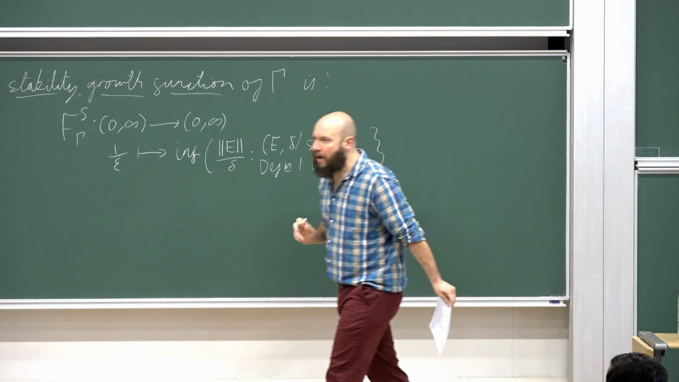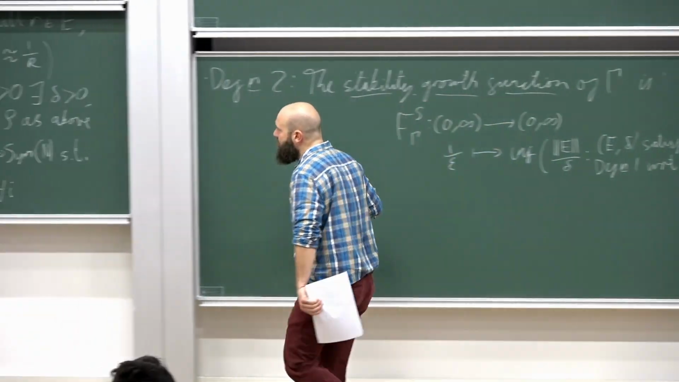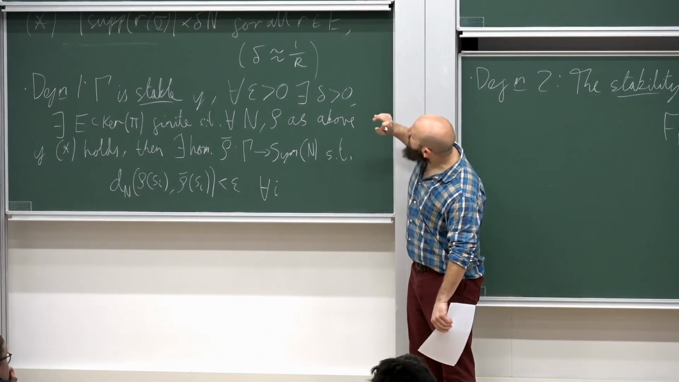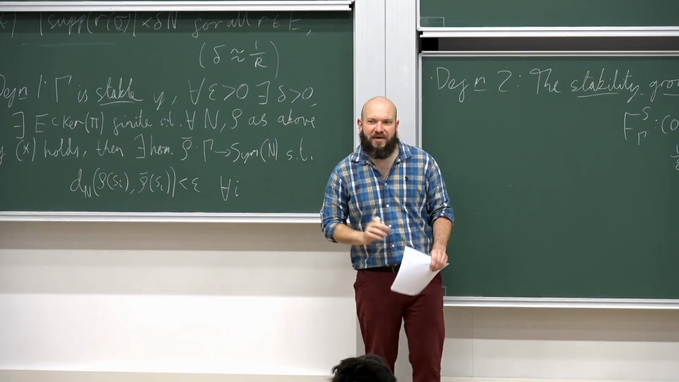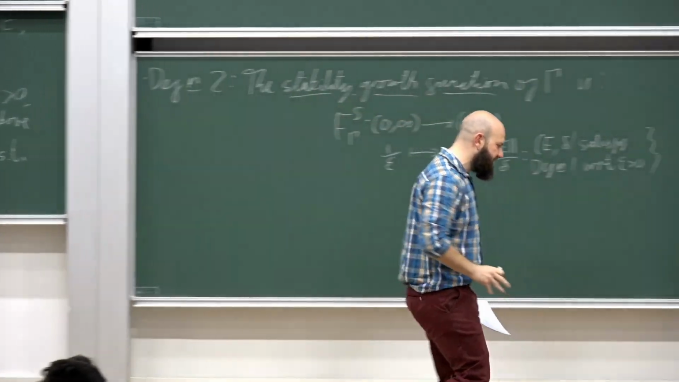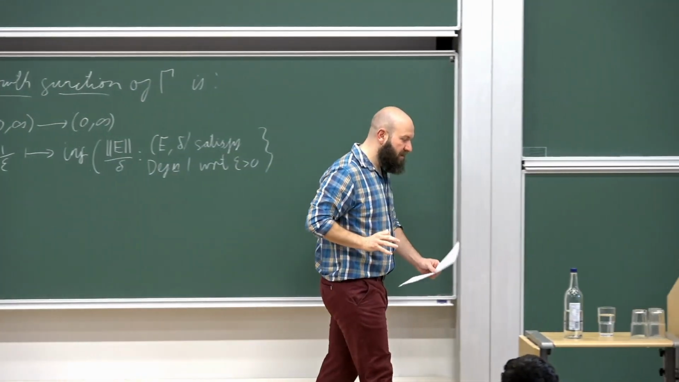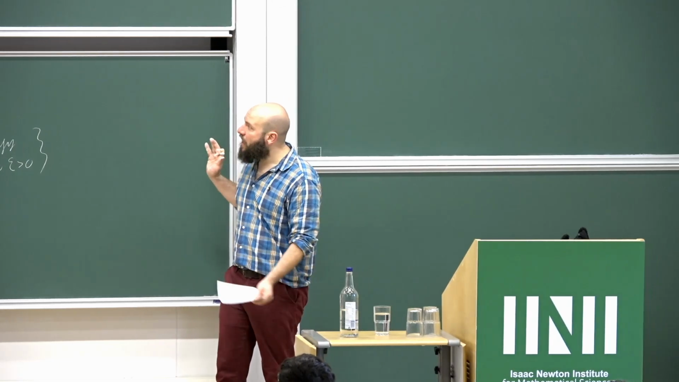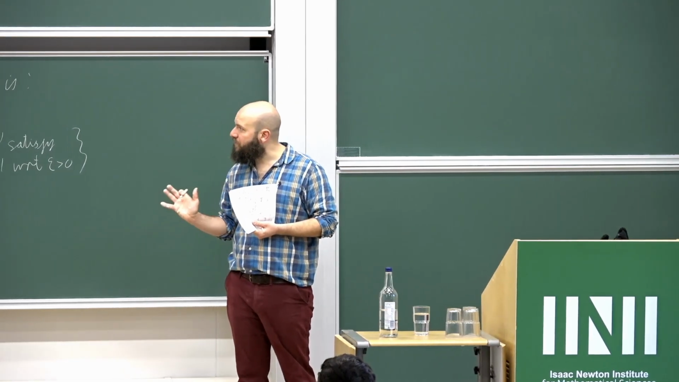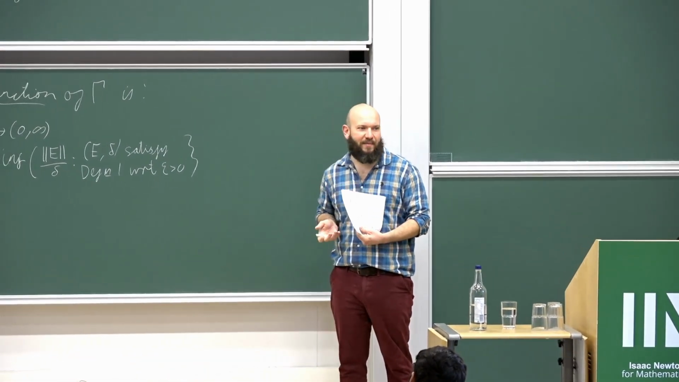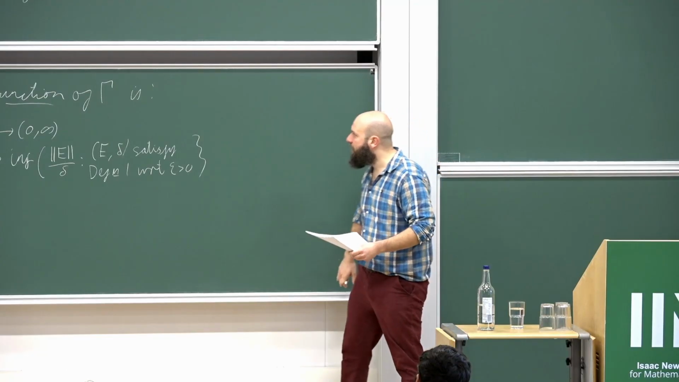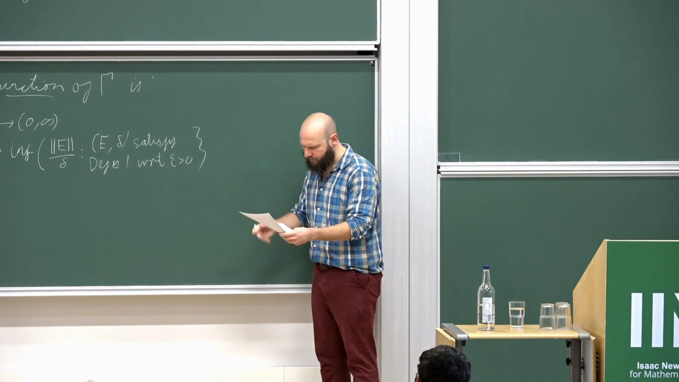Right, so this function grows slowly if there is a way of running this test cheaply. If there is some finite set E such that you only need to test that set, the set is quite small and you only need to test it at a sort of moderately sized parameter delta, and that this will tell you what you want to know.